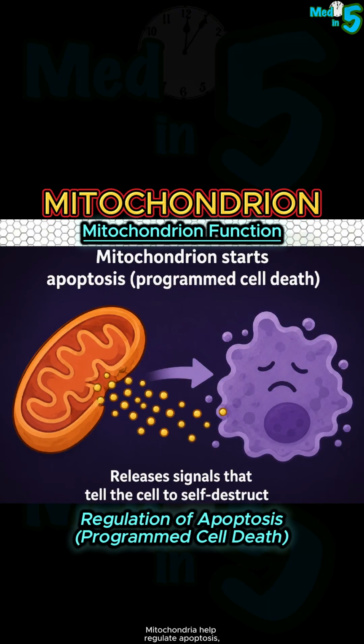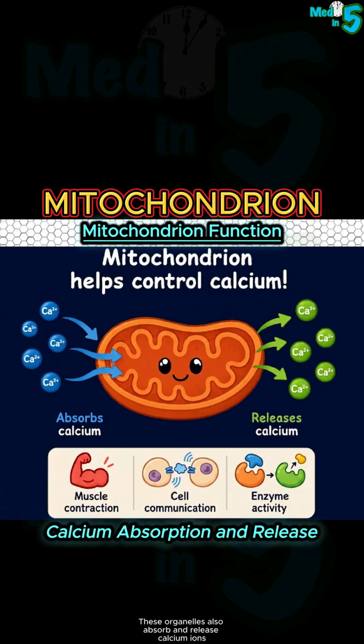Mitochondria help regulate apoptosis, or programmed cell death, by releasing signal molecules that trigger damaged or unnecessary cells to self-destruct. These organelles also absorb and release calcium ions to help regulate muscle contraction, cell communication, and enzyme activity while preventing harmful calcium buildup inside the cell.